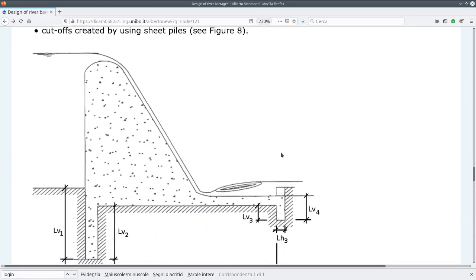and this is a possibility that you see in this figure. So you don't have a vertical wall downstream of the barrage, but you put a tilted wall that accompanies the flow downstream. And you can also put in place downstream a pool of water that helps to dissipate the turbulence.